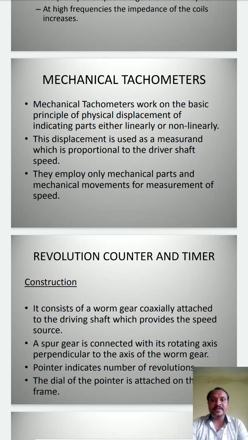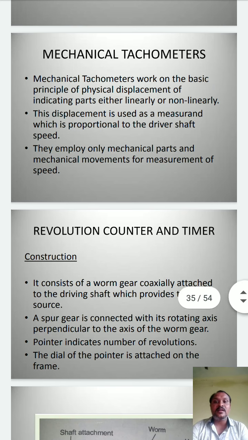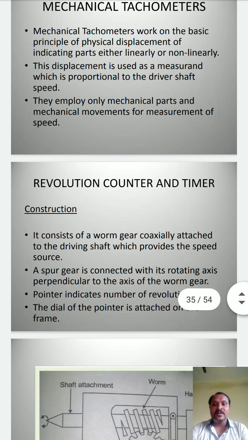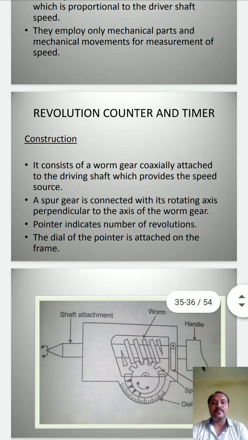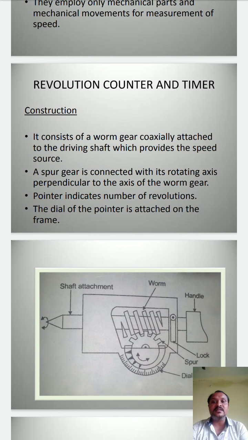So this displacement is used as a measure which is proportional to the drive shaft speed. So they employ only mechanical parts and mechanical movements for measurement of the speed. Means here we are using only the mechanical parts to measure the displacement and also for measuring the rotation part. So, revolution counter and timer. So let us check the construction.